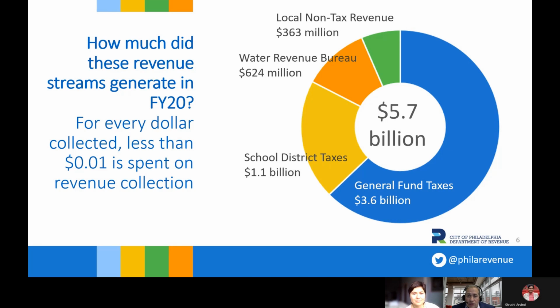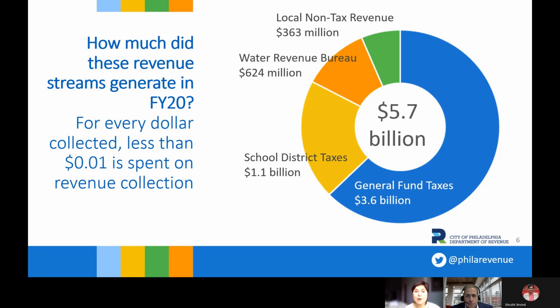Sure. So overall, we collected a whopping $5.7 billion in fiscal year 20. We do not have final collection figures for fiscal year 21 yet, because we're still in the process of adjusting those numbers. Right. And it's clearly most of the taxes and fees that we collect go to the general fund.